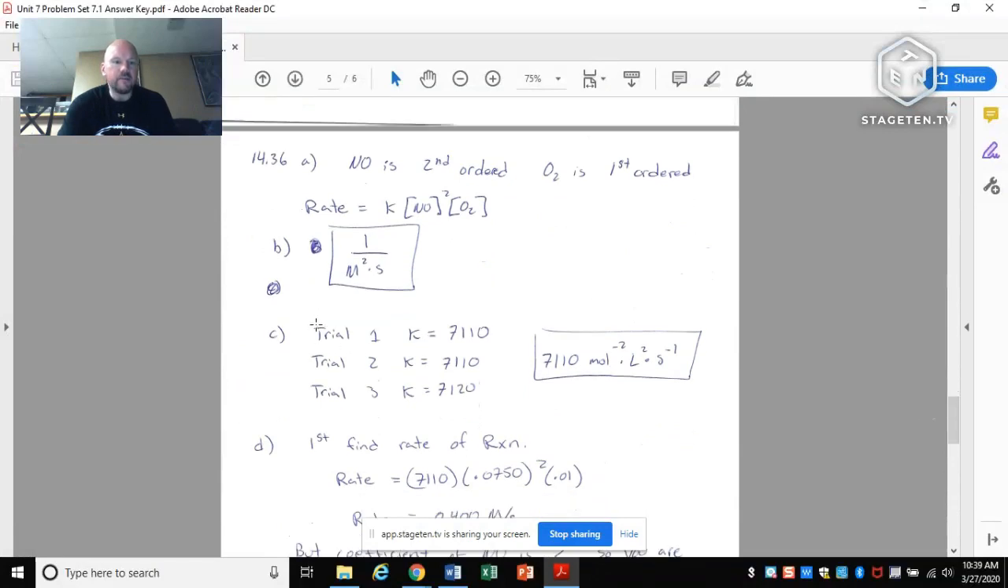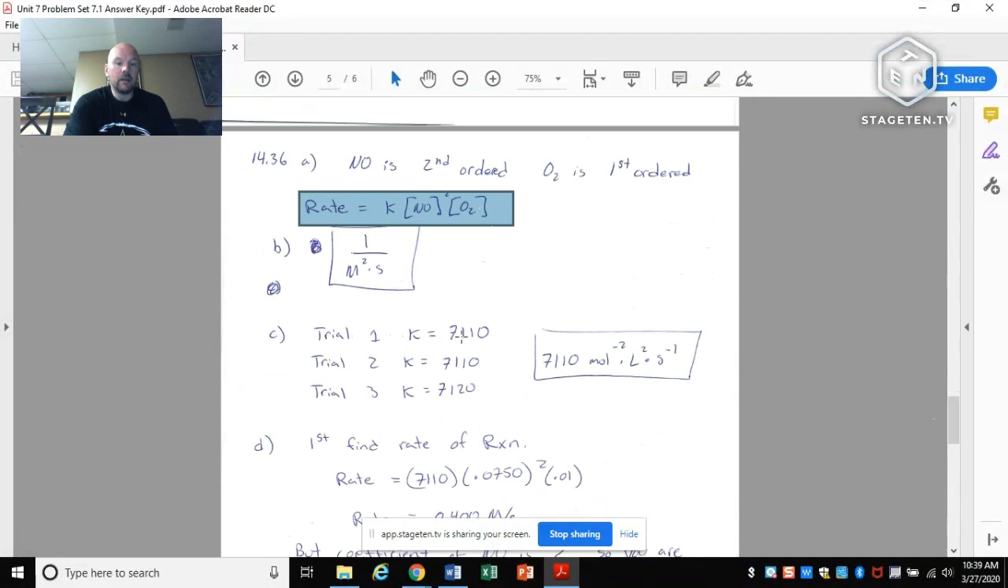Okay, so all you had to do for 36D, we had to calculate K for each of the trials. So all we're doing is, here's our rate law. Okay, Maddie, this is our rate law. And so all we're doing is taking the data from each trial one at a time. So for trial 1, we're plugging in the molarity of the NO from trial 1, the molarity of oxygen from trial 1, and the rate from trial 1, and solving for K. And we end up with that number, and I round to 3 sig digs each time here.